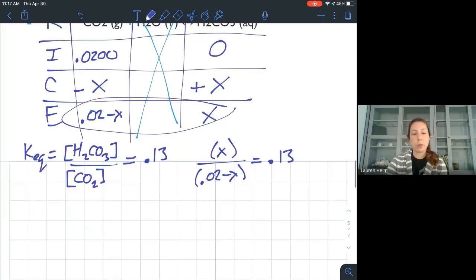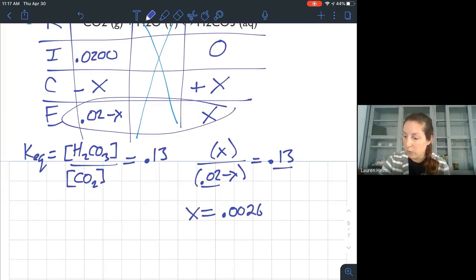Now, just like in algebra, we're going to solve for X. How do I solve for X? Well, first thing I need to do is get X out of the denominator. So I'll multiply both sides by 0.02 minus X. So I get X is equal to 0.0026, that's 0.02 times 0.13, minus 0.13X.